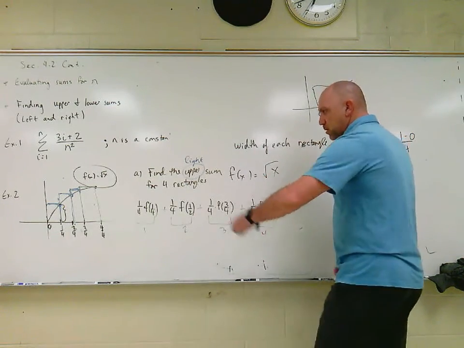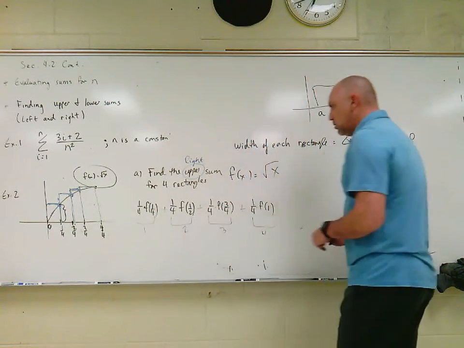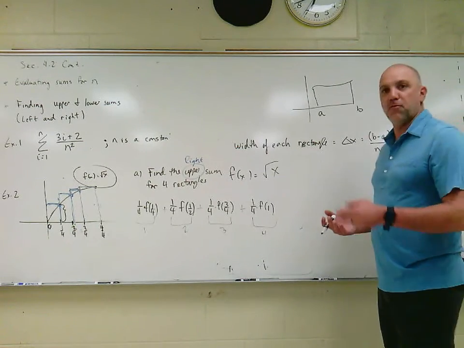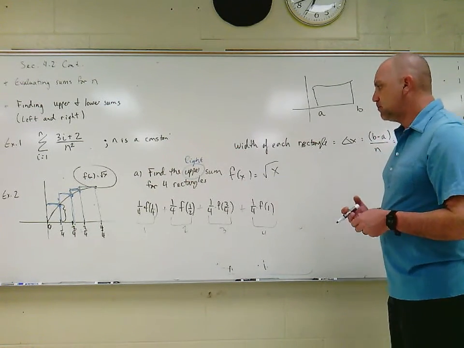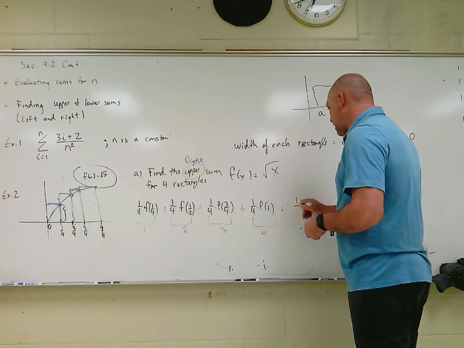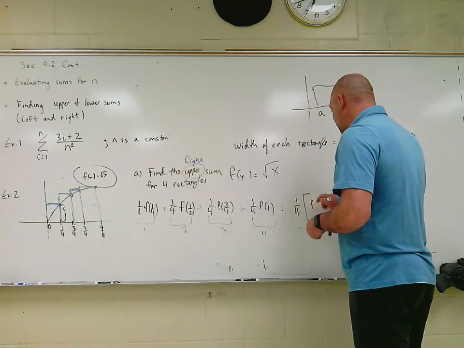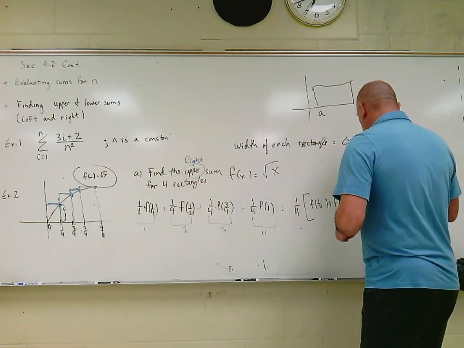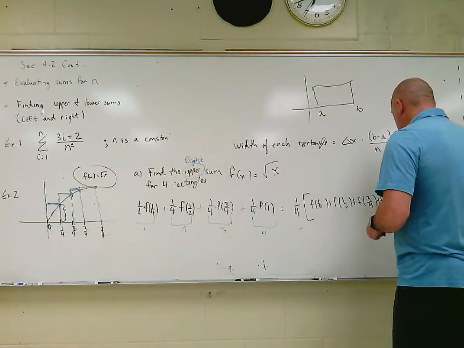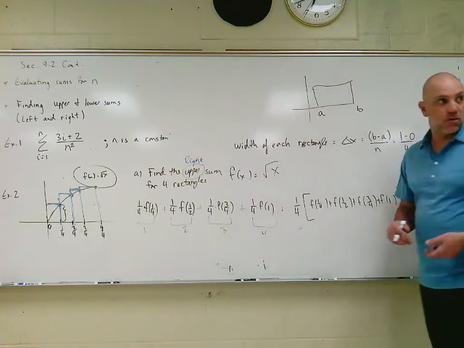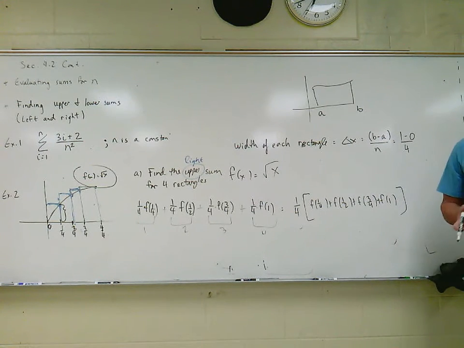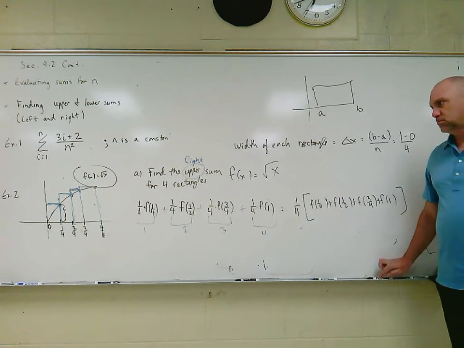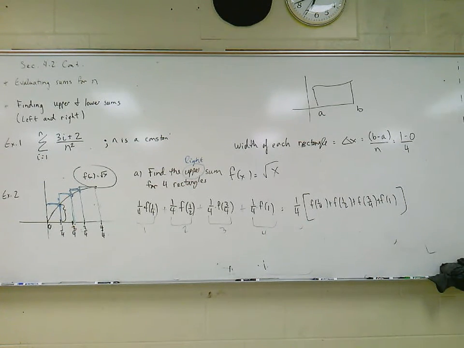So go through, plug these in, get your values, and see what you get for the area of the 4 rectangles. You could make your work simpler by factoring out a fourth and then adding those up: f of 1/4 plus f of 1/2 plus f of 3/4 plus f of 1. You could do it like this because each term has a 1/4 in it. I don't care. Let's just make sure we all get the same answer. It should be something less than 1. If it's a number bigger than 1, then you've made a mistake.